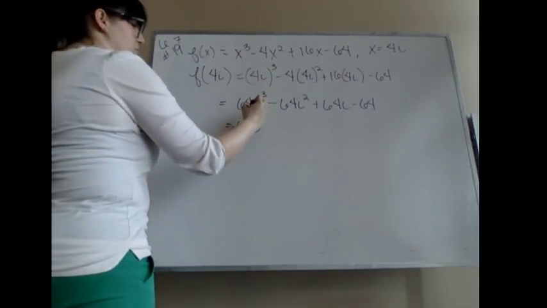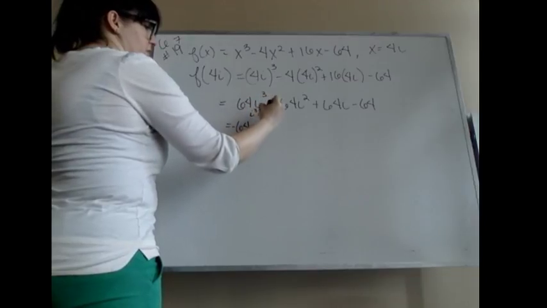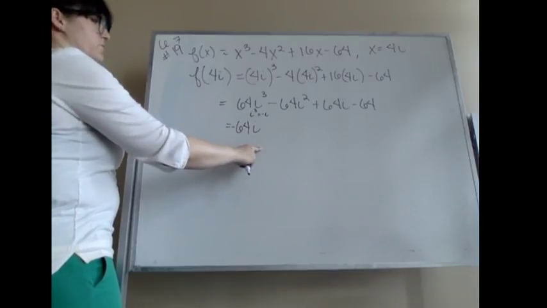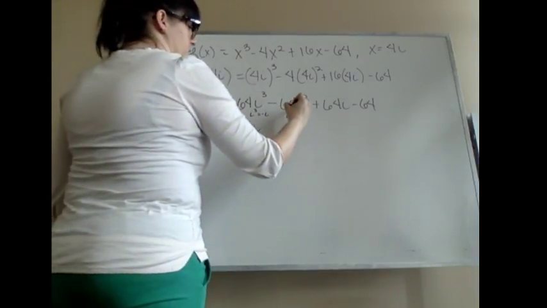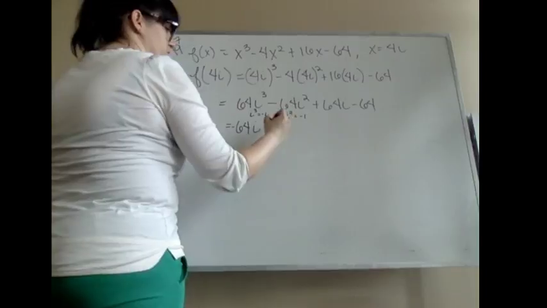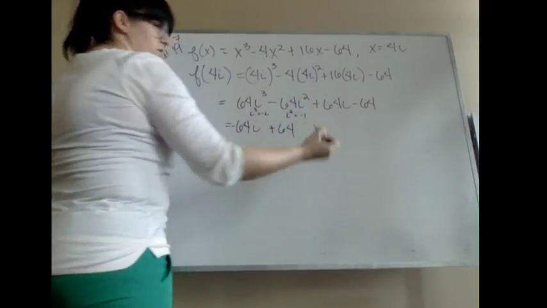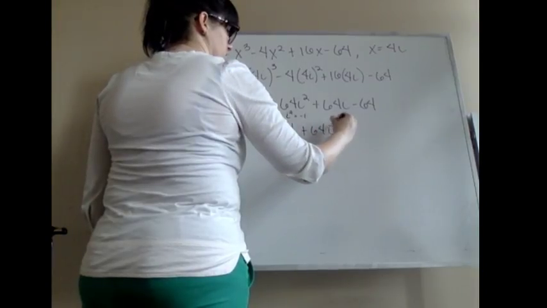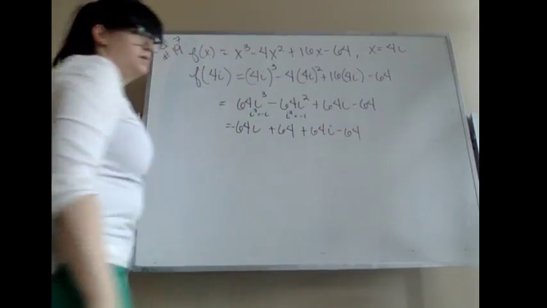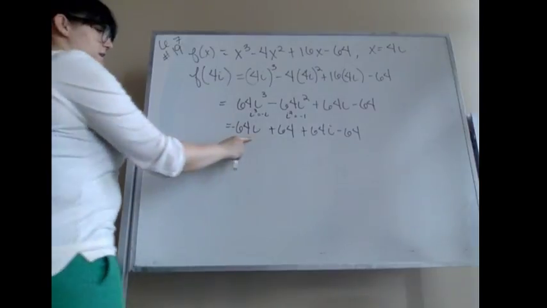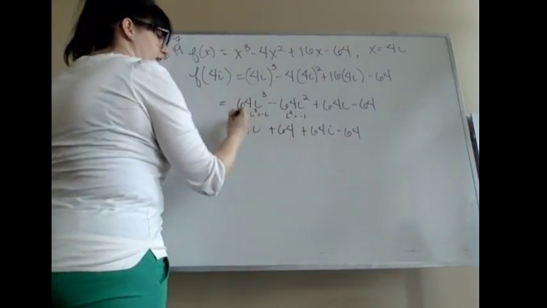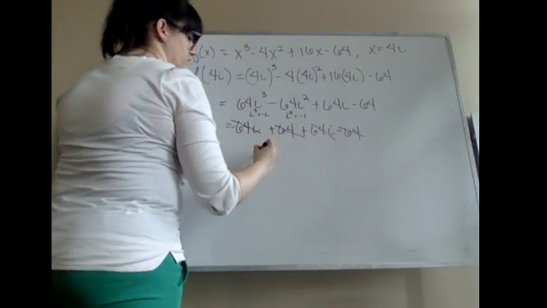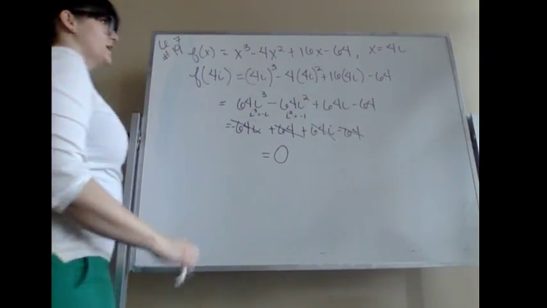So i cubed, remember, i cubed equals negative i. So this simplifies to negative 64i. i squared equals negative 1, so this becomes plus 64. Then we have plus 64i minus 64. Negative 64i and 64i are additive inverses, so they add to 0, and so are 64 and negative 64. So, yes, it's a root.